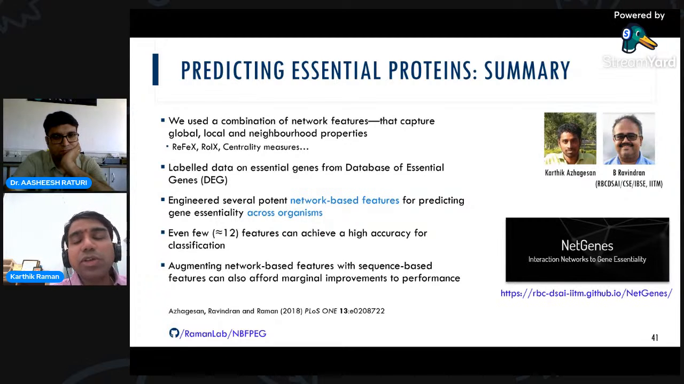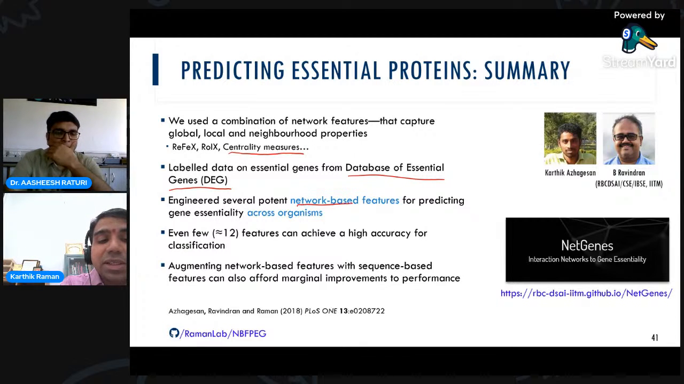And we used a bunch of network features, right? So looking at how many nodes a particular node is connected to, and in fact, things like PageRank, which Google uses to say which page is more likely to be interesting to a user when they're searching for a particular term, and so on. So we use a lot of these so-called measures of centrality, and using labeled data from an experimentally determined source, we tested several features and finally came up with just a bunch of 12 features that can very accurately identify if a protein is likely to be essential or not.